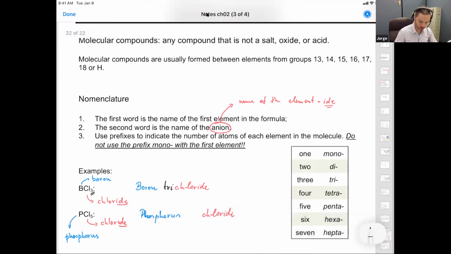And you must use prefixes to indicate the amount of each atom in the structure. You just have one phosphorus, therefore you don't need to use the prefix mono for the first element, but we have 5 chlorines in the structure, therefore we need to indicate that in the name. The prefix for 5 is penta. Thus, the name of the compound is phosphorus pentachloride.